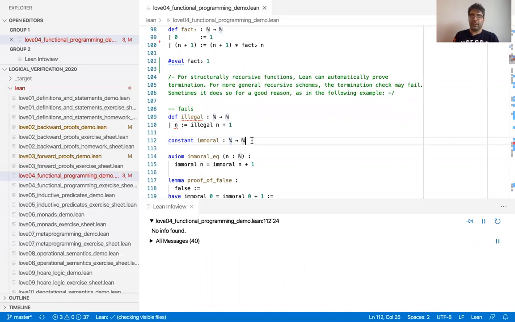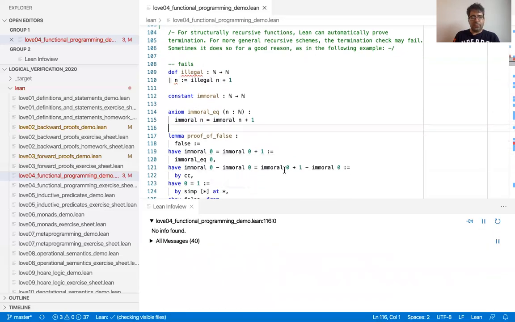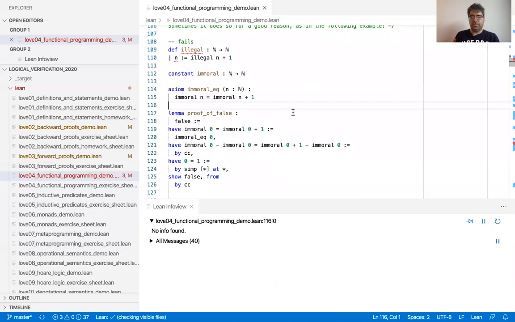So I'm calling it immoral instead, right? So it's legal, but still no good, right? So you see, I say that immoral of n equals immoral n plus 1, so that amounts to the equation here. And then I have a proof of false, which follows.